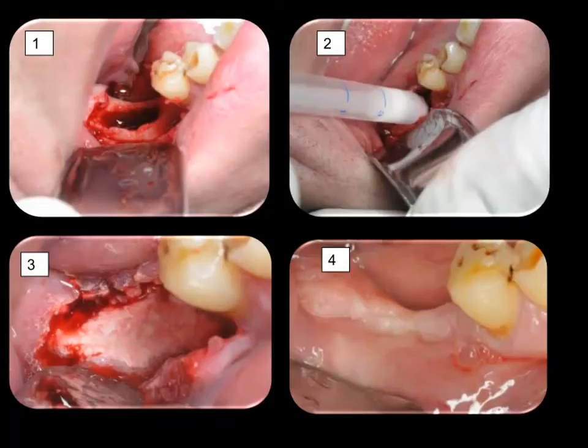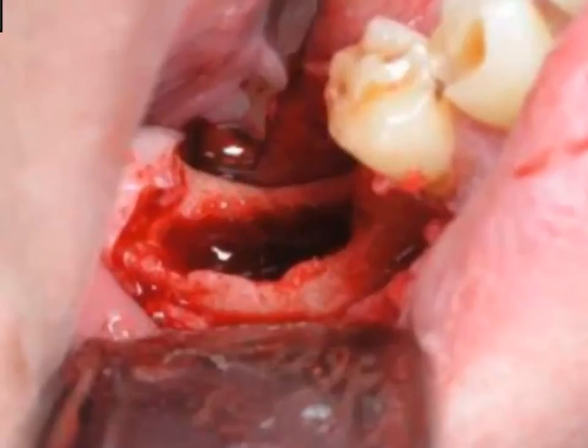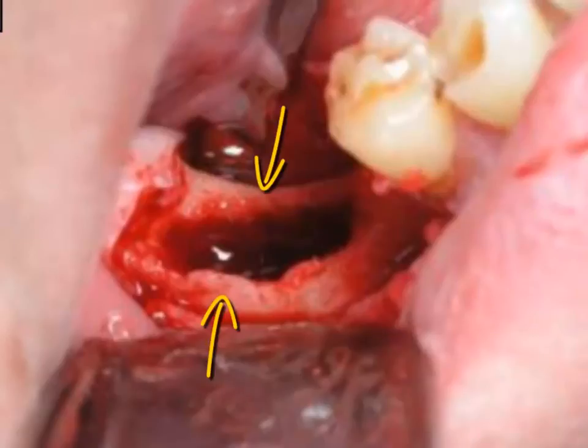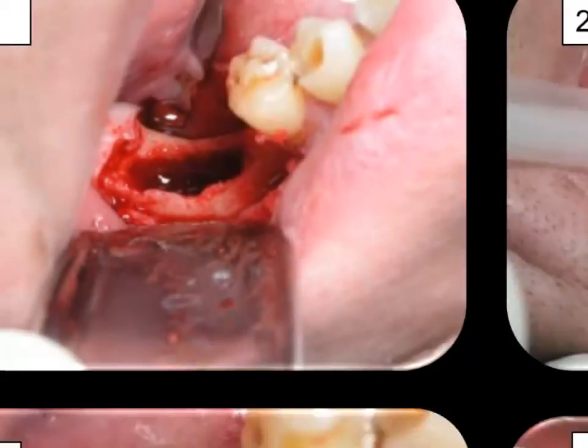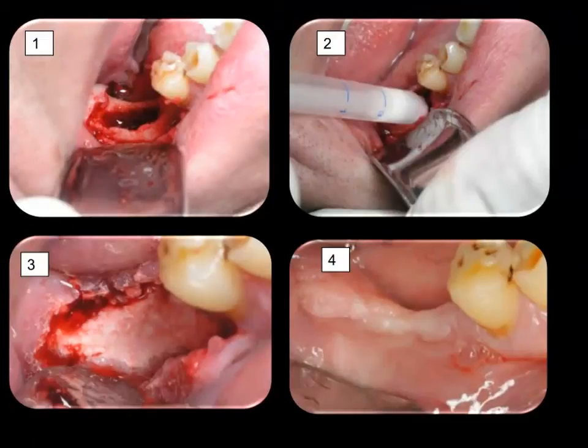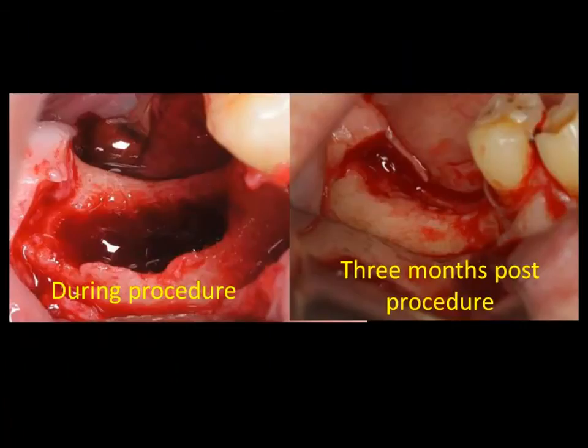Case 4 describes a wide defect following implant failure. We notice a lingual and buccal plate that can support the graft. BONDBOND can be used by itself to obtain a complete bone regeneration. After 3 months, BONDBOND was completely replaced by bone.